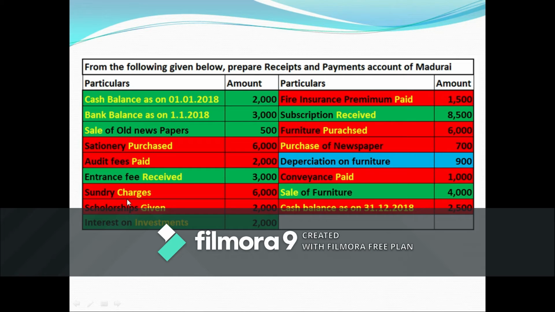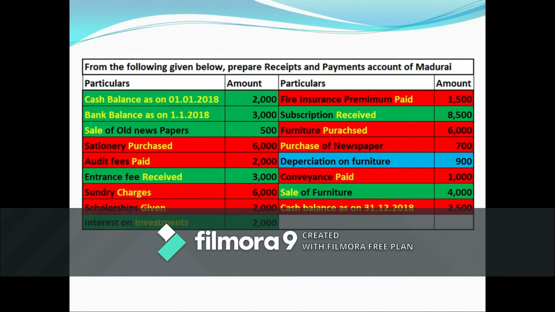Here, sundry charges, scholarship given, fire insurance premium paid, furniture purchased, purchase of newspaper, conveyance paid. So those accounts, the cash goes out. That's why highlighted in red. Here closing balance, always the closing balance should be mentioned in the payment side. Here the same sum, here just highlighted, just identify whether receipt side or payment side.